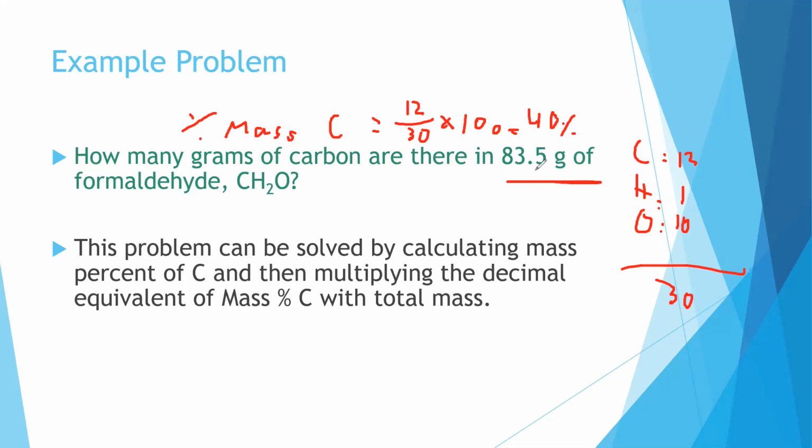So 40% of 83.5 grams is the carbon mass. So it's 83.5 times 0.4.